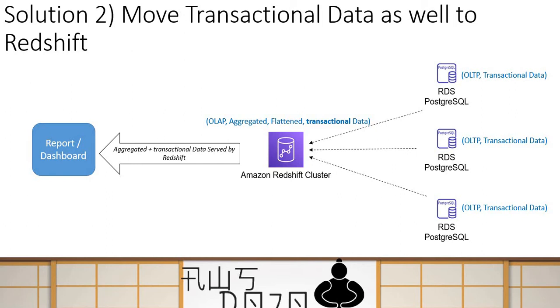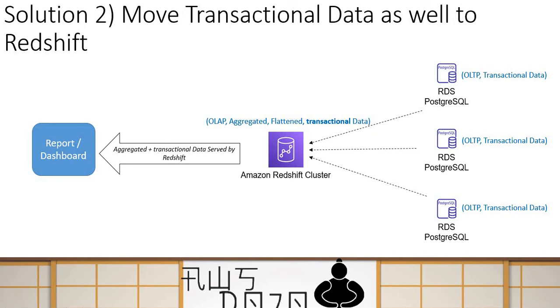So when you move data to Redshift, you not only move your aggregated or flattened data, but you also move your transactional data. That means your Redshift has your transactional, flattened, aggregated, all kinds of data. In that case, of course, if a report or dashboard wants both aggregated and transactional data, it can simply reach out to Redshift and get the data back.